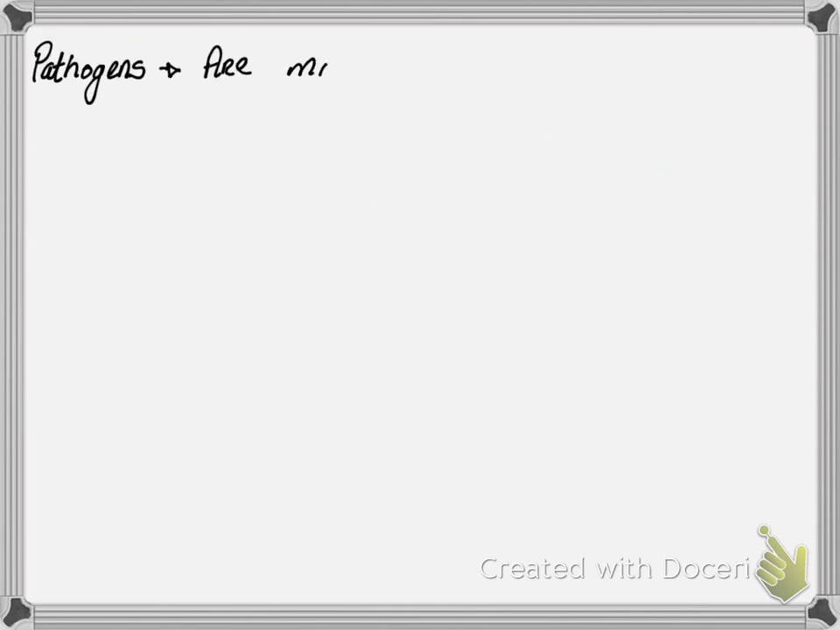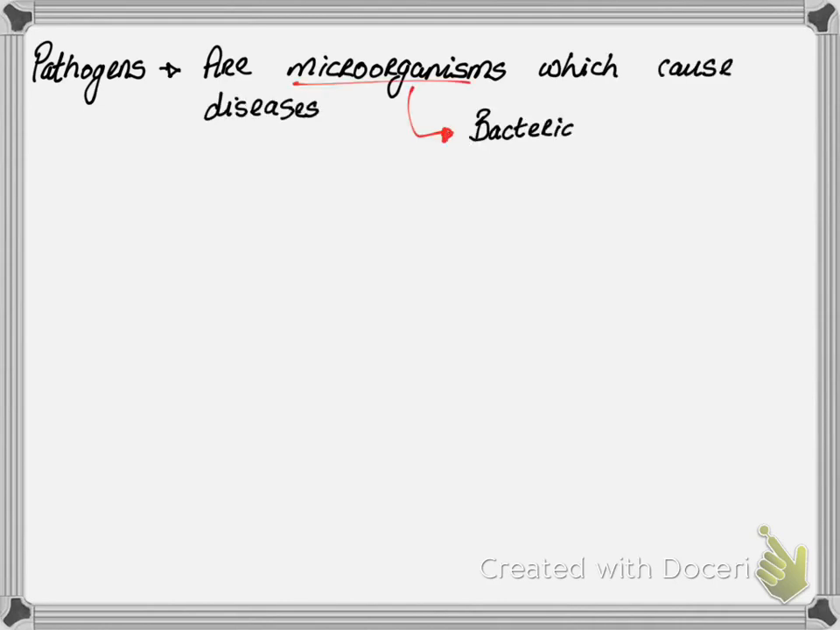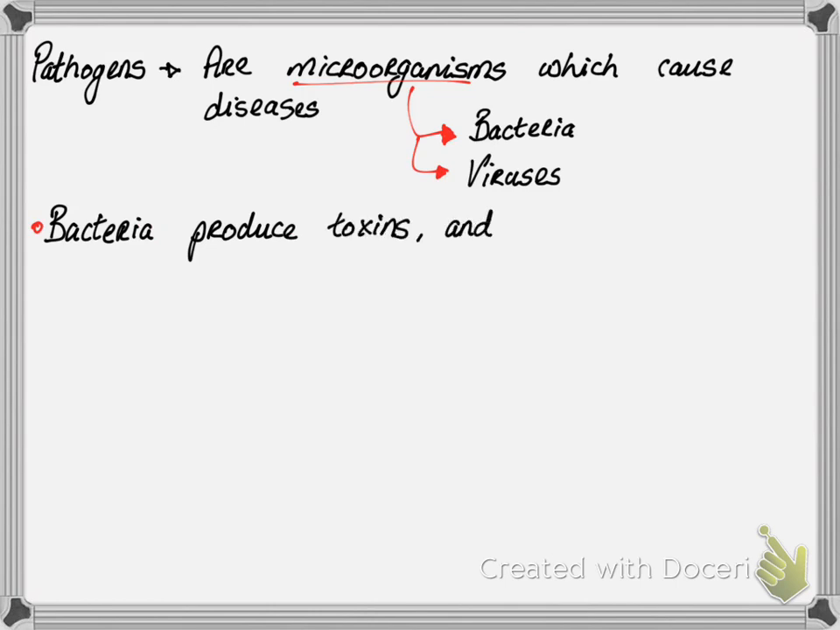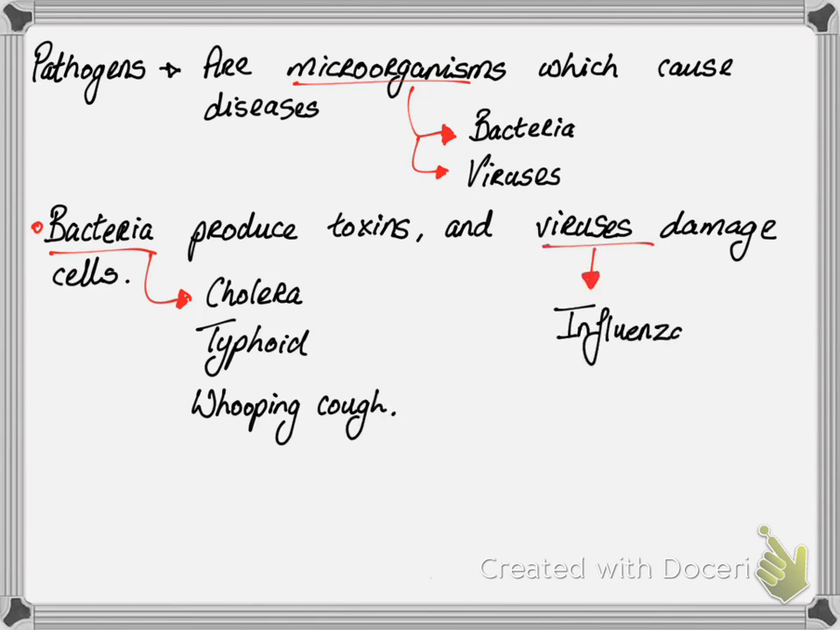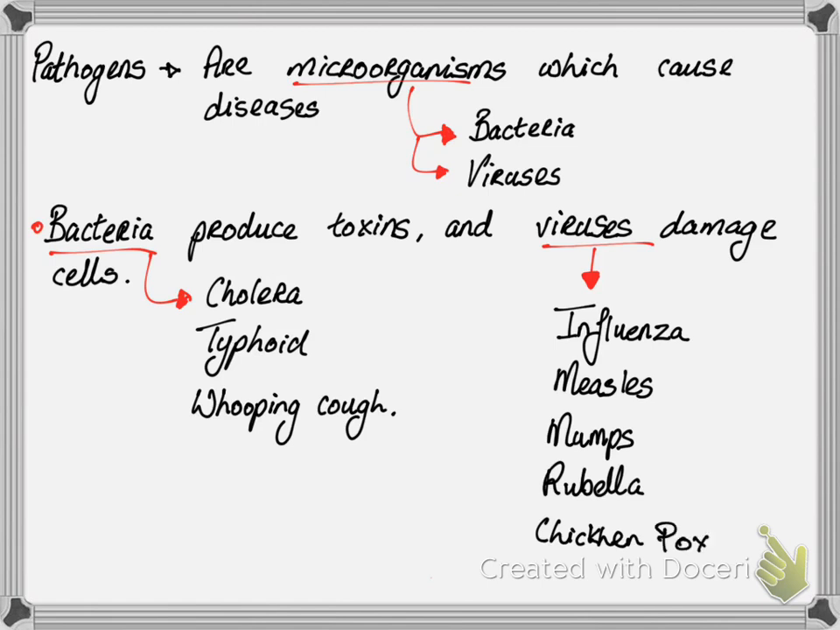So, first of all, what are pathogens? Pathogens are microorganisms which cause diseases. Examples of microorganisms are bacteria and viruses. Bacteria produce toxins and viruses damage cells. This is how they cause their disease. Bacteria examples are cholera, typhoid, and whooping cough. When we're talking about viruses, it's usually influenza, measles, mumps, rubella, and chickenpox, just to name a few.